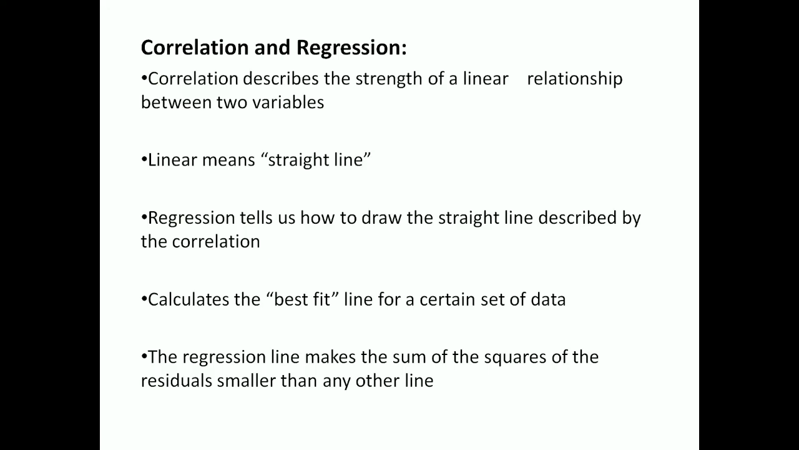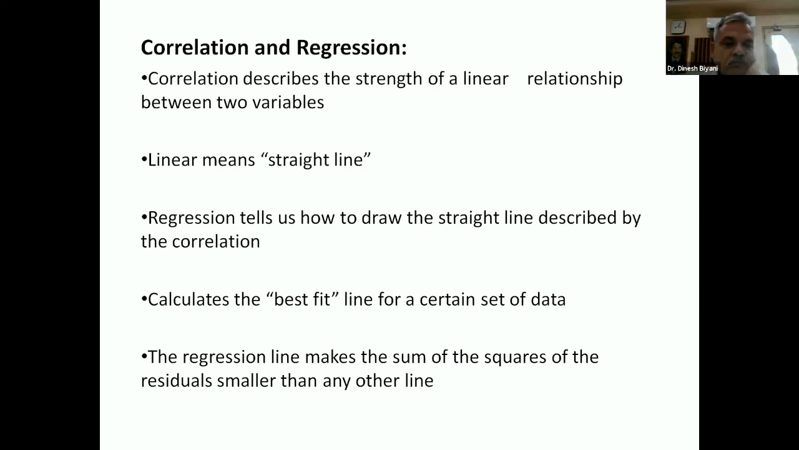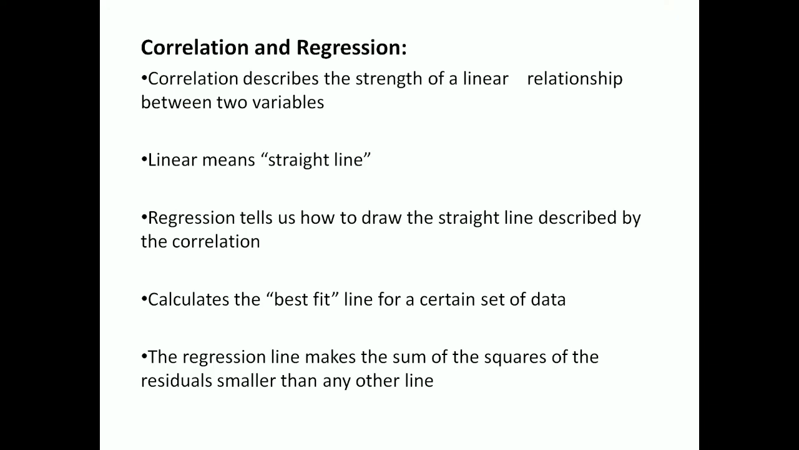Correlation and regression. Correlation describes the strength of a linear relationship between two variables, and linear means it's a straight line. We have seen yesterday, if between x and y there is a positive correlation, it shows with a straight line. And after that, regression tells us how to draw a straight line described by the correlation. So calculate the best fit line for a certain set of data, and the regression line makes the sum of square of the residual smaller than any other line.